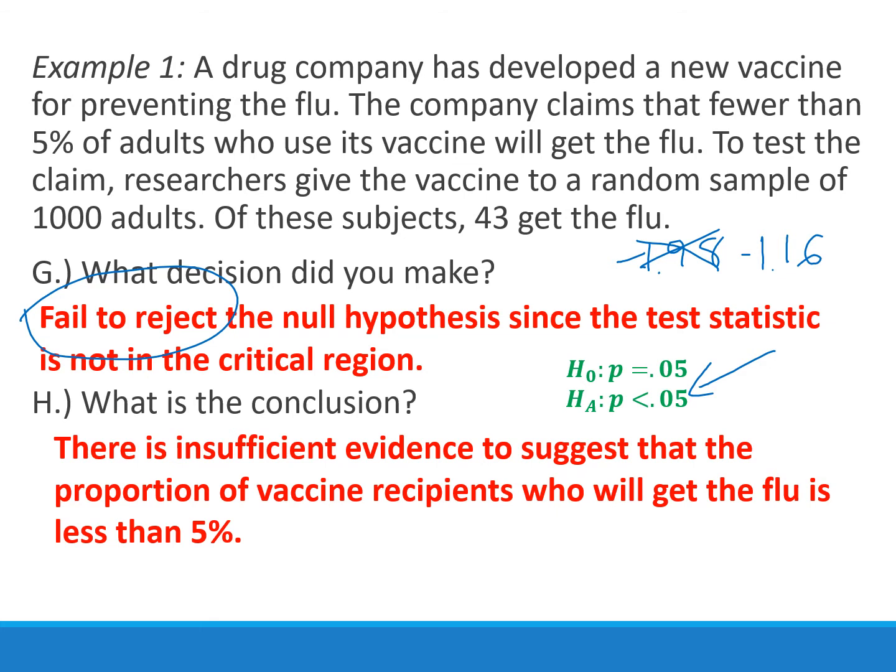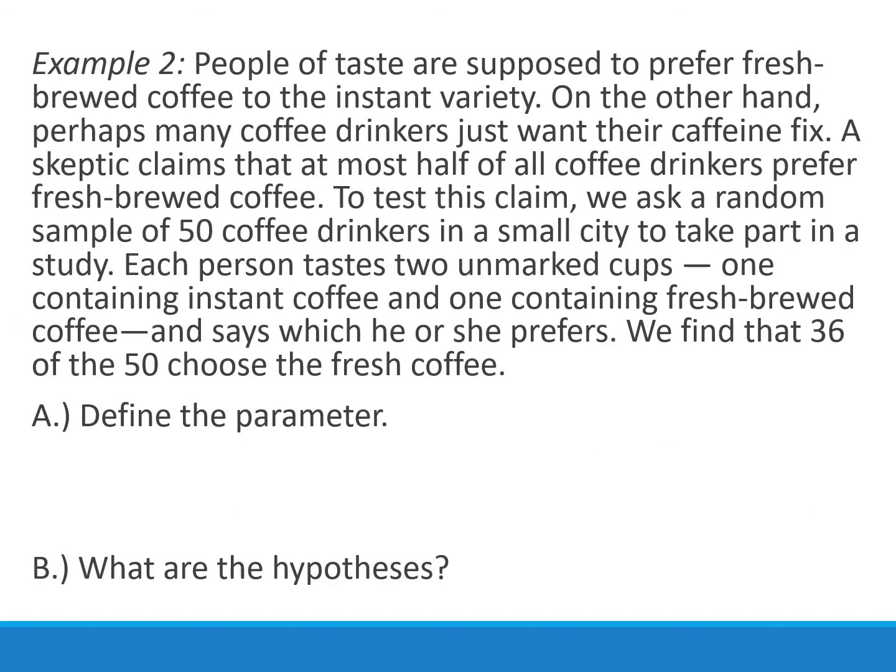We would need to see a farther difference than we did, than 43 out of 1,000, or take more data, and that might move this z-score far enough over where we can reject. Next example. It said that coffee drinkers preferred fresh brewed coffee over instant coffee.